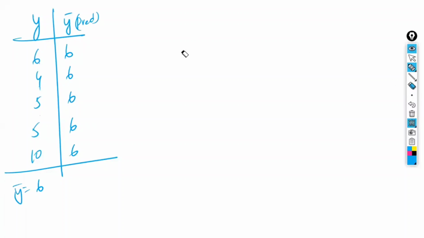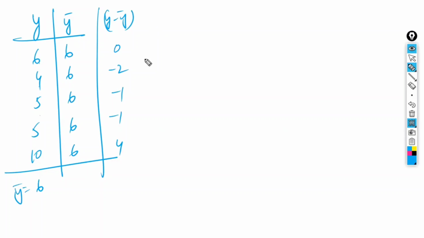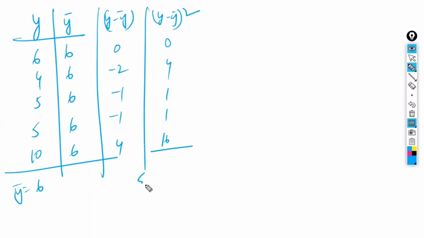Now you tell me what is the sum of the squares of errors of this? That is y minus y bar: 0, minus 2, minus 1, and plus 4. Now y minus y bar whole square. Y bar, I am writing clearly, bar means average value. 0 square is 0, 4, 1, 1, 16. Now what is the sum of y minus y bar whole square? It is 22.